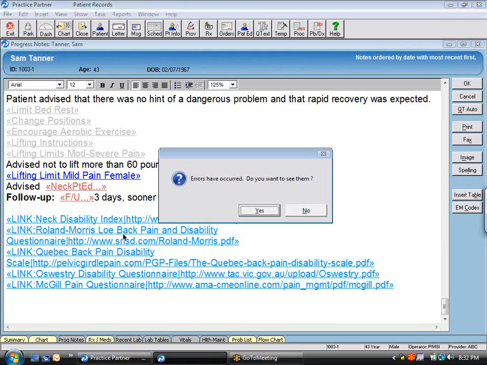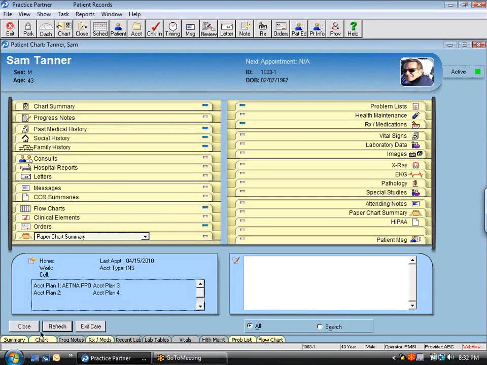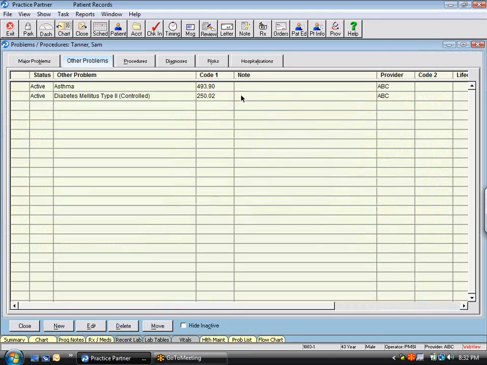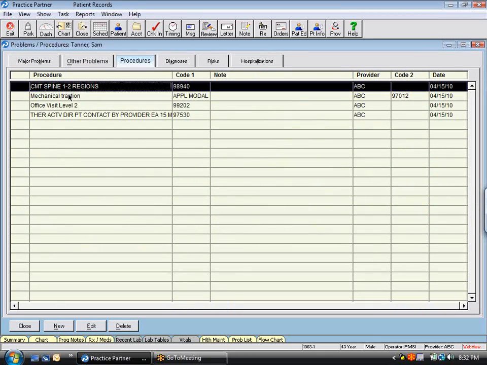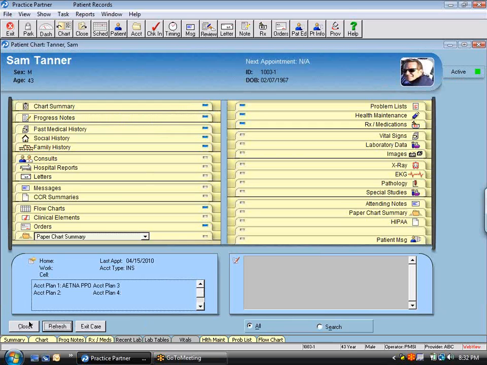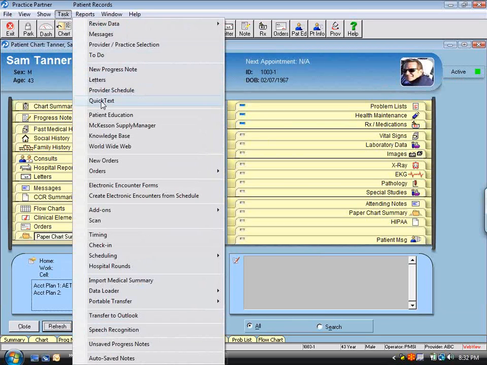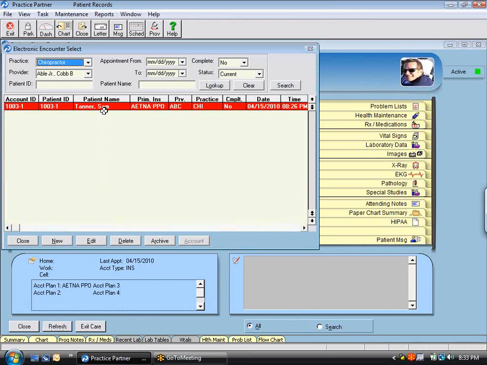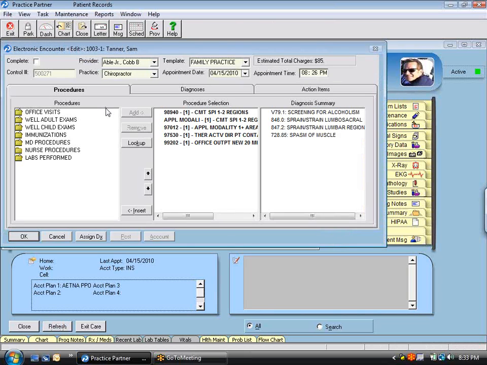And lastly, of course, through our BrightNote technology, you'll see the synchronization of information to the different areas of the chart, including the problem list and procedures on that list as well. So you can see the spinal manipulation, the traction, and the therapeutic activities, the resulting diagnoses codes and CPT codes created in the electronic encounter form with a display of those codes present.